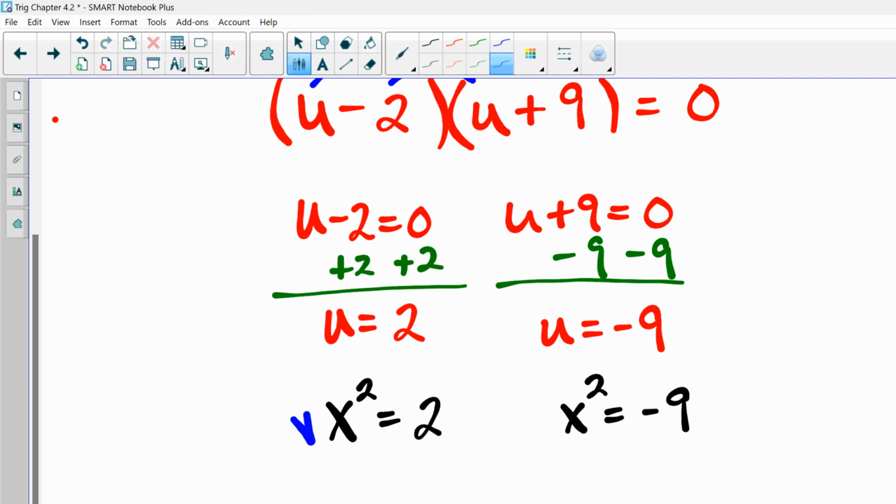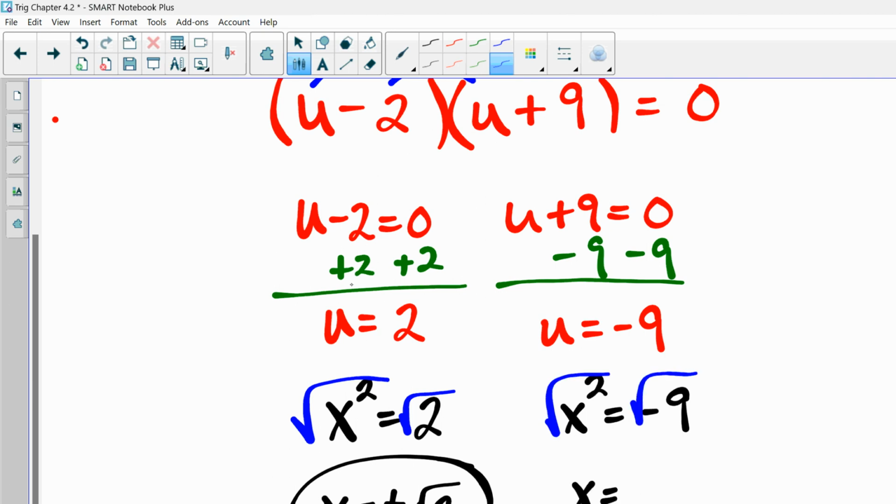And just like the previous one, we can take the square root of both sides, telling us x is equal to plus or minus the square root of 2. And here we can take the square root of both sides, telling us x is equal to plus or minus 3i. Questions on any of this here?